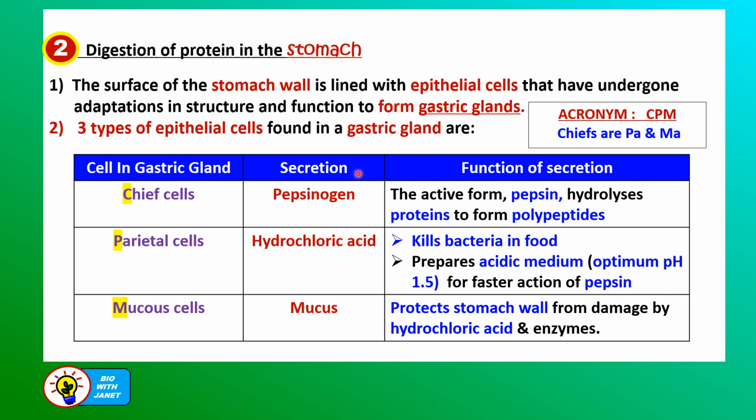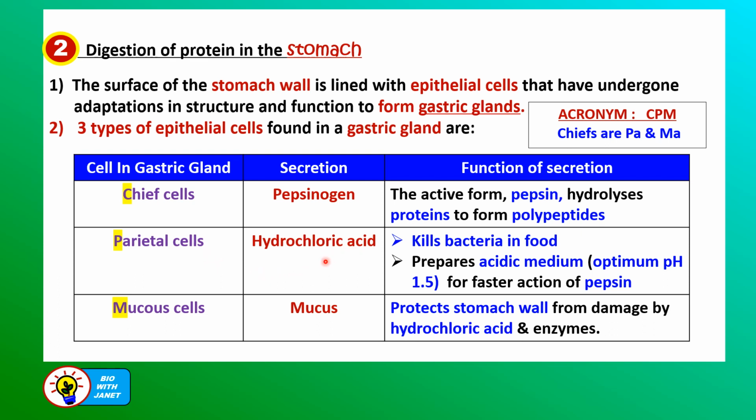Right. So chief cells secrete pepsinogen. The function of this secretion is that when pepsinogen is converted to its active form, pepsin, by hydrochloric acid, the pepsin will hydrolyze proteins in the food to form simpler substances called polypeptides, which are still polymers of amino acids. So this is not the end product of digestion yet, but it is the first stage in the digestion of proteins.